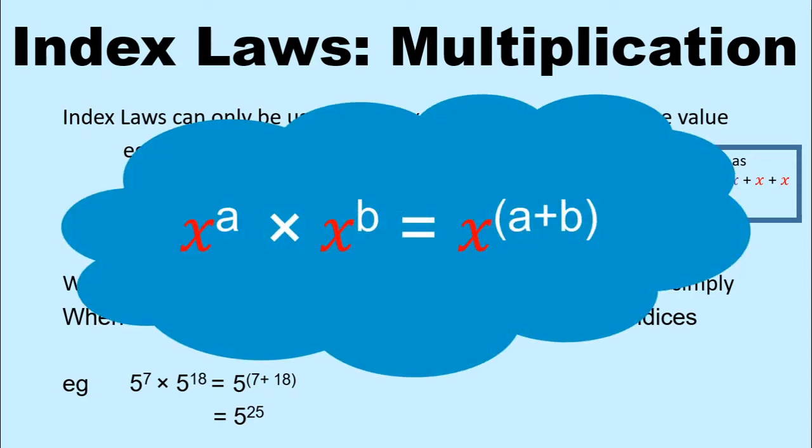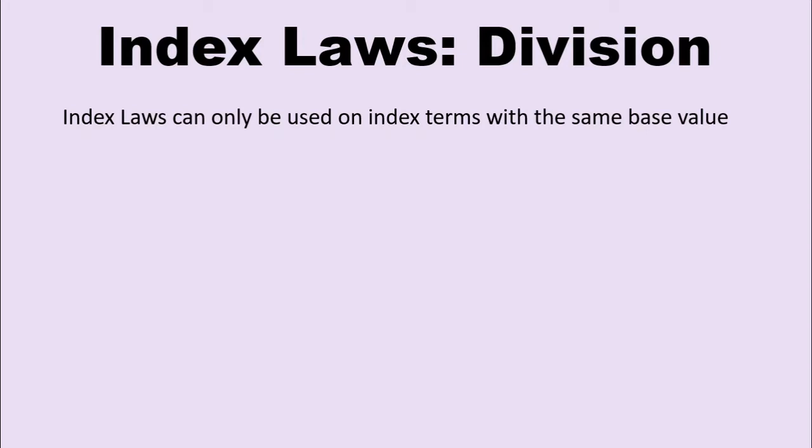Go ahead and write this down because it's going to save you a lot of time in future. Next, let's take a look at the division law. Again, these index laws can only be used if the bases are the same. So for example, 4 to the power of 5 divided by 4 to the power of 3. The bases are the same, they are both 4's.